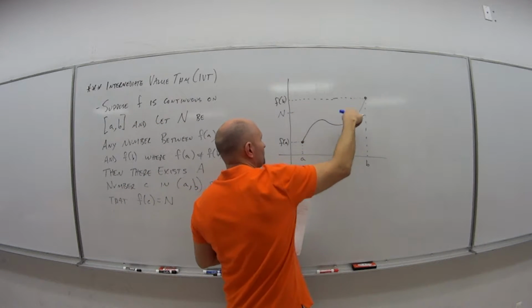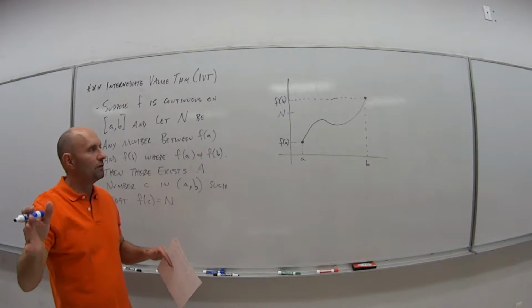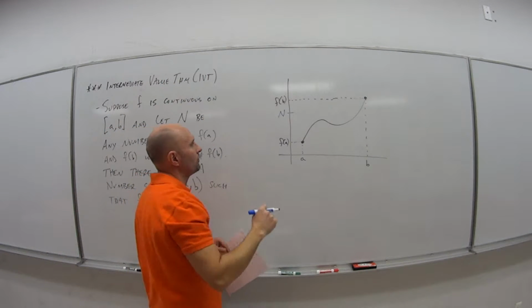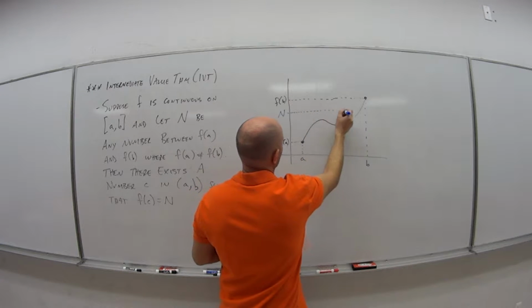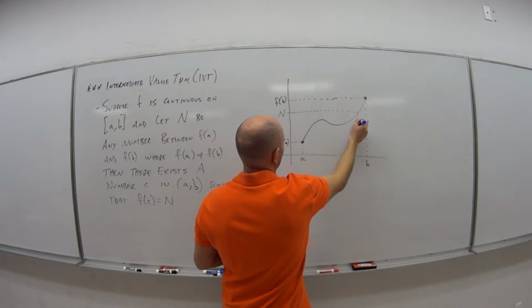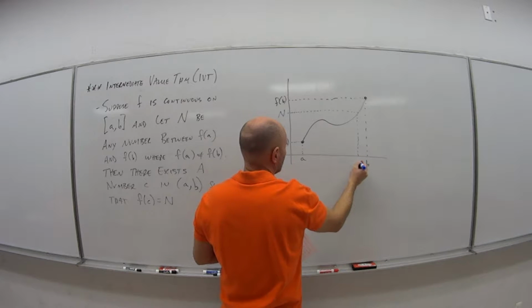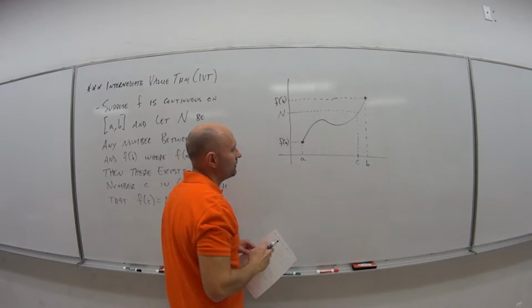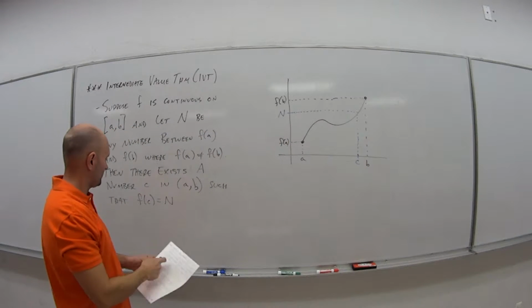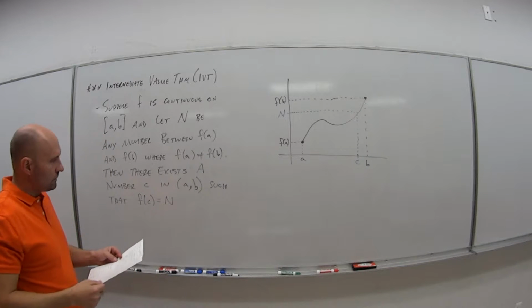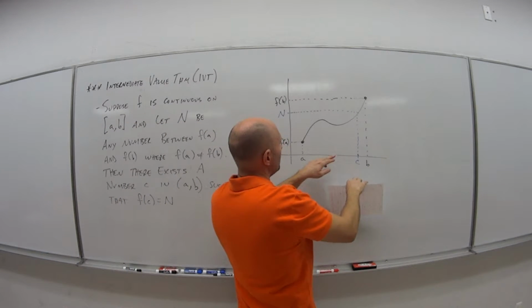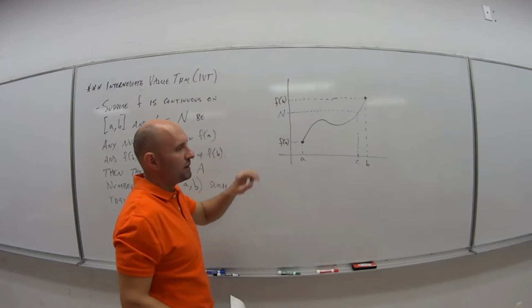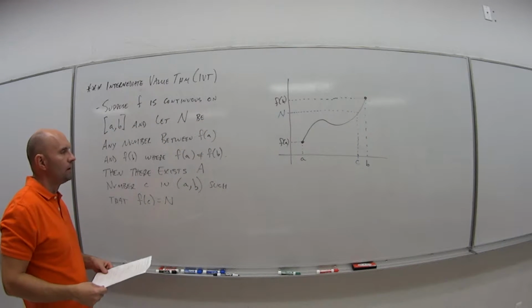This is a continuous function, so there's no discontinuity. I don't have to jump or lift my pencil. So if I come across here, hit the graph and come down, that gives me some point here, C, that is between my values A and B, that if I do f of C gives me this value N.